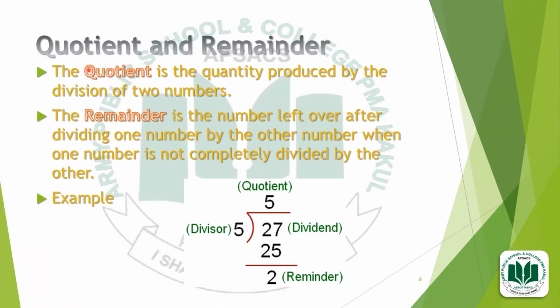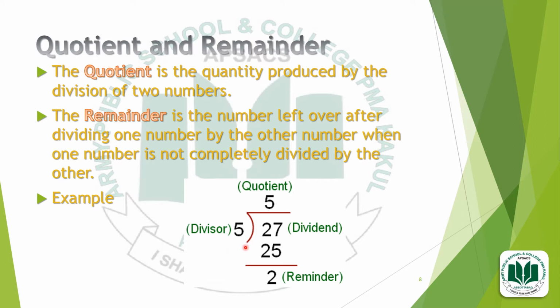Now students, we proceed to our topic, quotient and remainder. What is quotient? The quotient is the quantity produced by the division of two numbers, and the remainder is the number left over after dividing one number by the other, when one number is not completely divided by the other. Now I explain these two terms with an example.